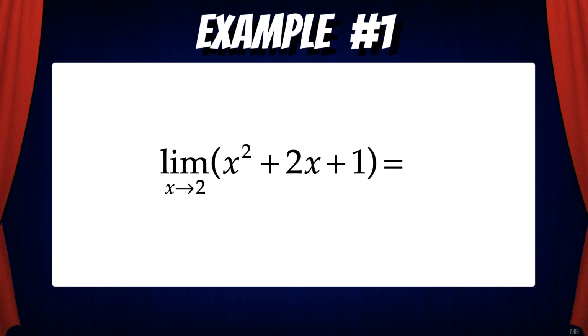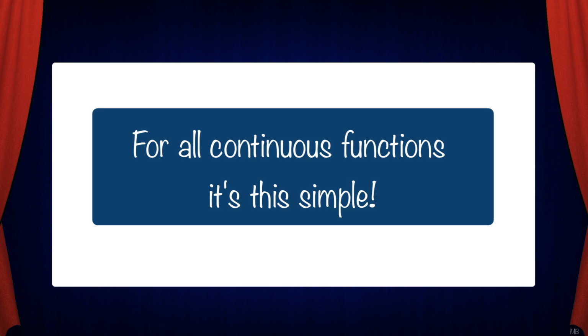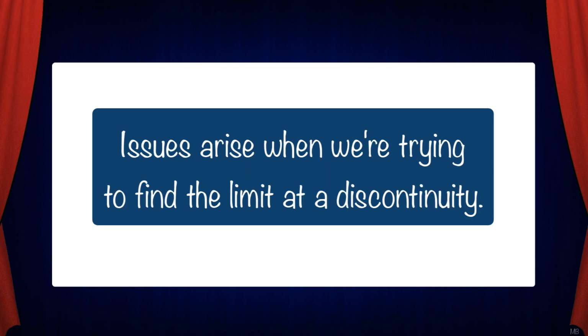Here's our first example. The limit as x approaches 2 of x squared plus 2x plus 1. The first thing we're going to do is plug in 2 to this function and see what happens. And when we do that, we get 9. That means the limit is 9, and we're done. For all continuous functions, it's this simple. We would just plug in the value and find the limit. Issues arise when we're trying to find the limit at a discontinuity.